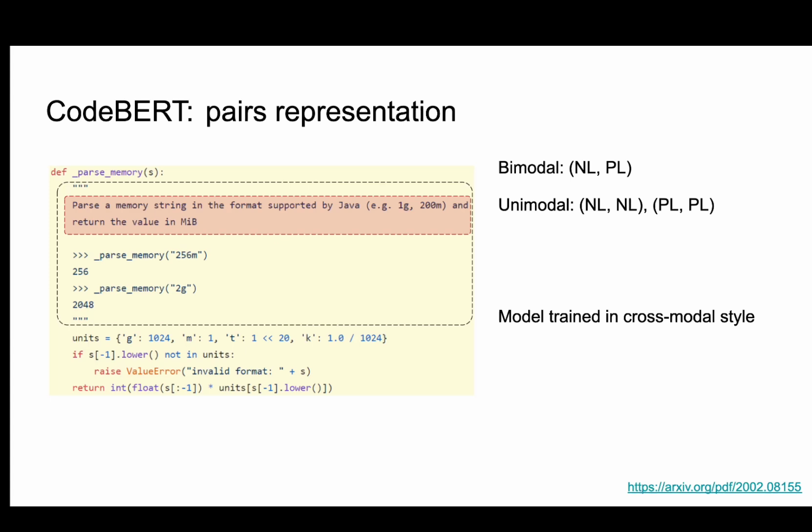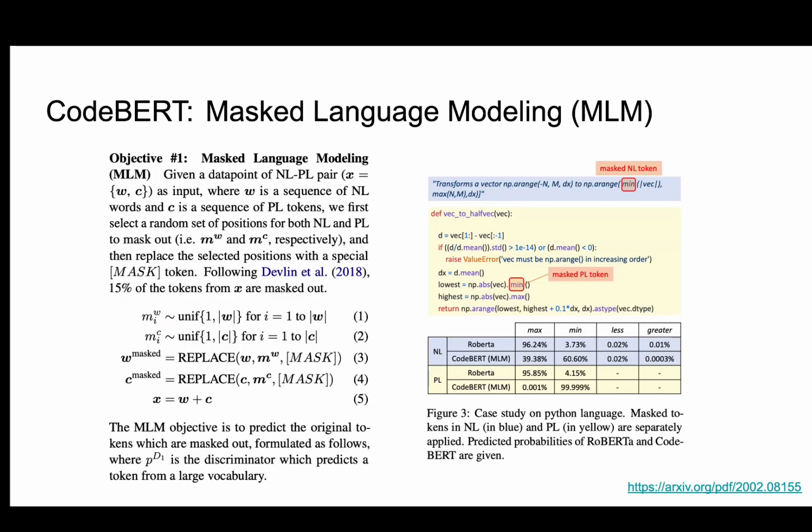Natural language is represented as code documentation, and programming language as the code itself. Code was taken from the top GitHub repositories with quite well documented code, and if the documentation of the code was quite large, it was shortened to a specific length. The model was trained with a cross-modal style of training, where the model used bimodal and unimodal training at the same time.